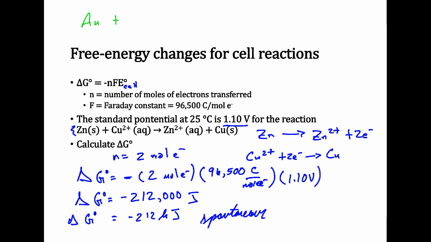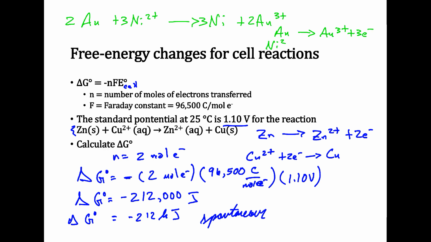Au plus nickel 2 plus yields nickel plus Au3 plus. All right, so you would have to go through and balance this reaction, and what we'll end up seeing is after we balance it, we could go through and write our half reactions. So we have gold going on to form gold 3 plus and 3 electrons, and we have nickel gaining 2 electrons, going on to form nickel.